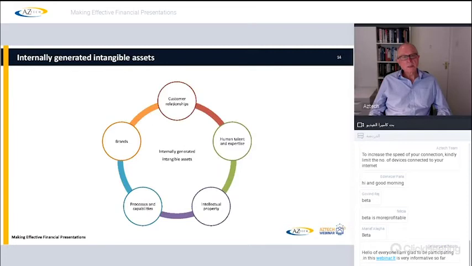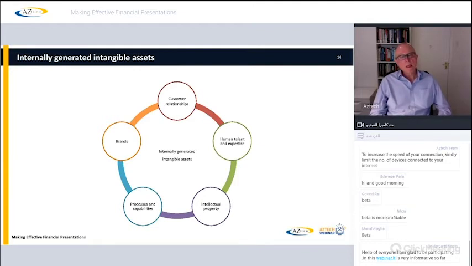And this value is typically vested in what we call internally generated intangible assets. The value in many companies is generated and represented by the value of customer relationships. In companies like Apple and Google, particularly, a lot of the value in the company is represented by human talent and the skills and expertise. It's based on intellectual property, like software. It's based on specialized processing capabilities, and it's increasingly based on brands, for companies like Apple and Google and Microsoft, for example.